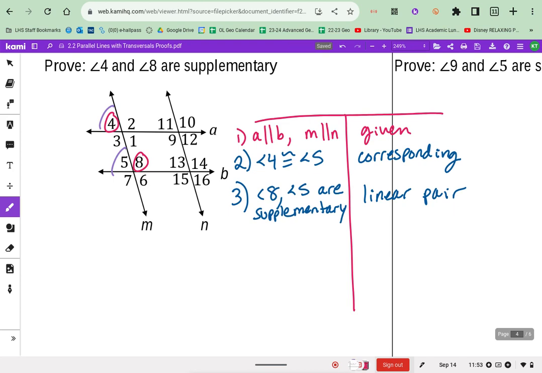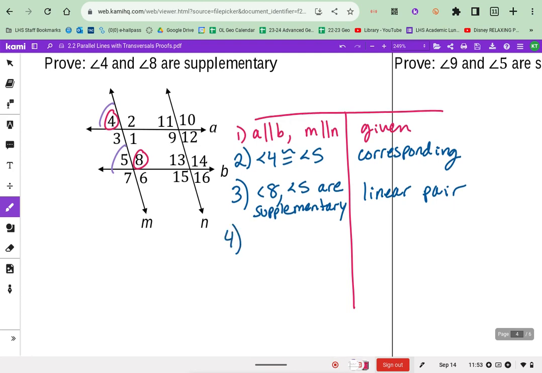Okay, remember that when you see that word supplementary, next you're going to apply the definition of supplementary to convert it into an equation. Because only in equations can you swap stuff in and out with substitution. Okay, so step 4, I'm going to say the measure of angle 8 plus the measure of angle 5 is 180, by the definition of supplementary.